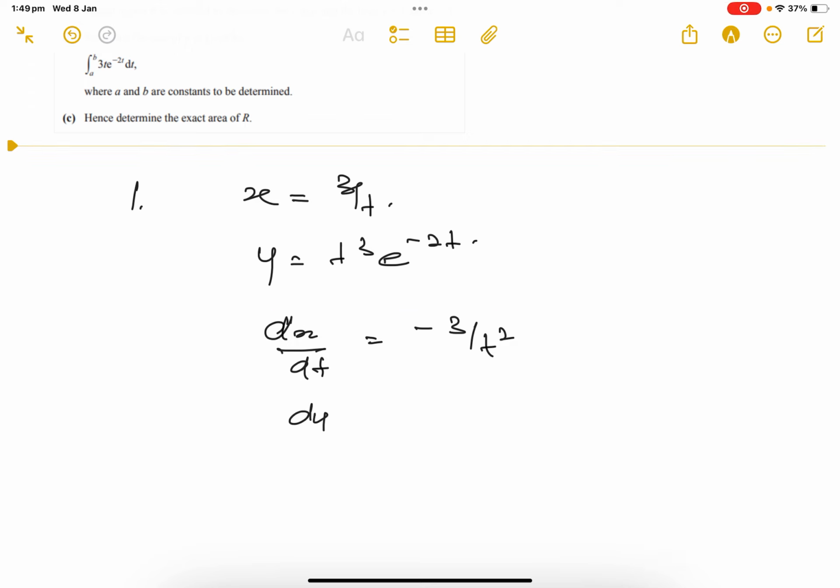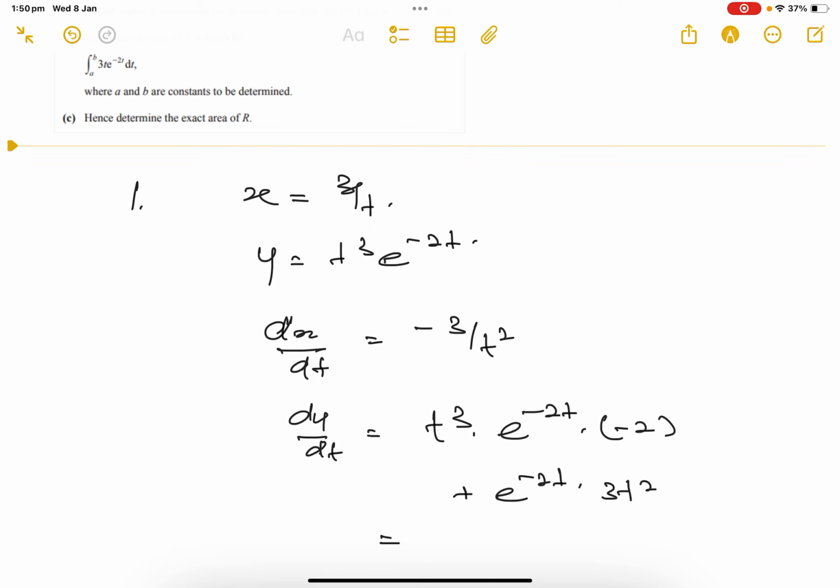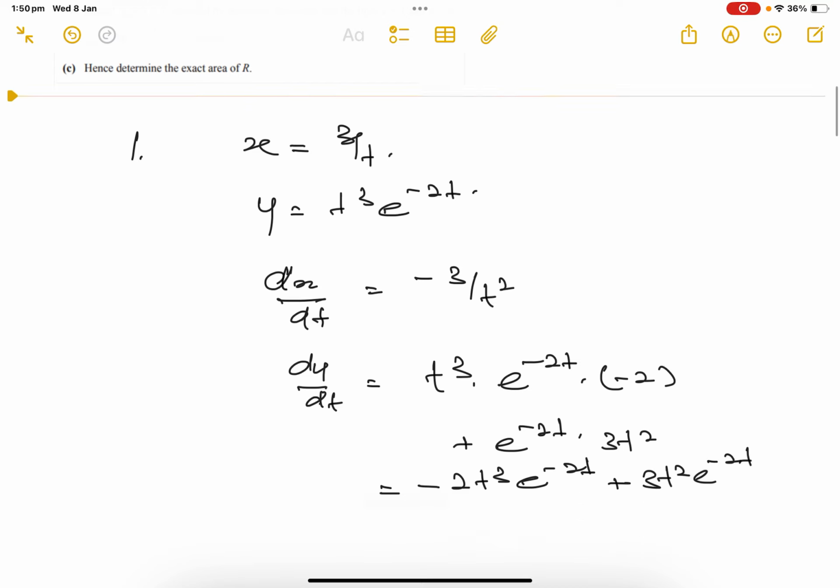dy over dt is two functions in a product, so we use the product formula. Differentiating t cubed times e to the minus 2t: t cubed times the derivative of e to the minus 2t, which is minus 2 e to the minus 2t, plus e to the minus 2t times the derivative of t cubed, 3t squared. If you simplify, minus 2t cubed e to the minus 2t plus 3t squared e to the minus 2t. That is dy over dt.